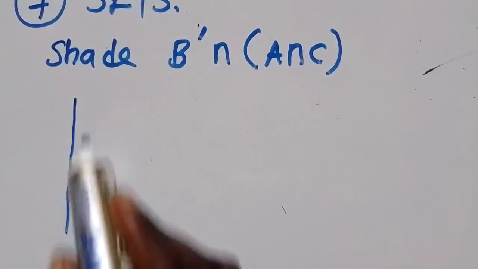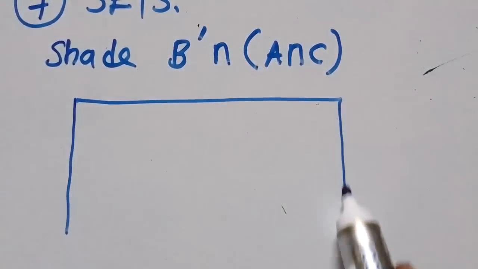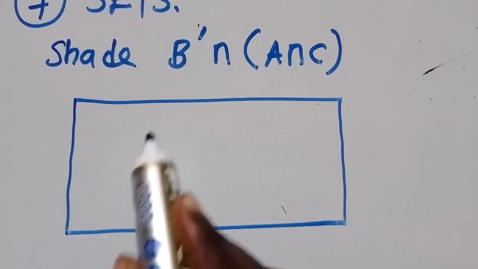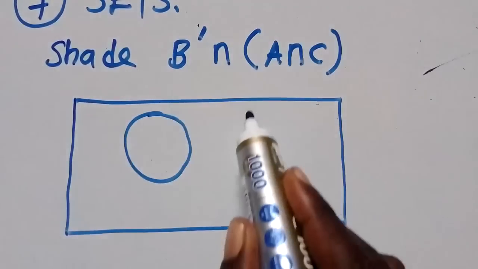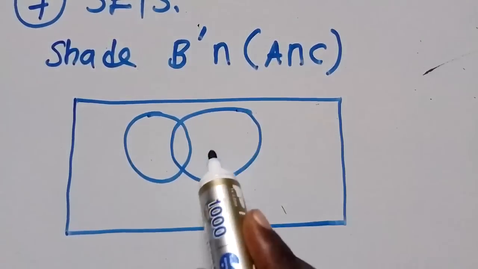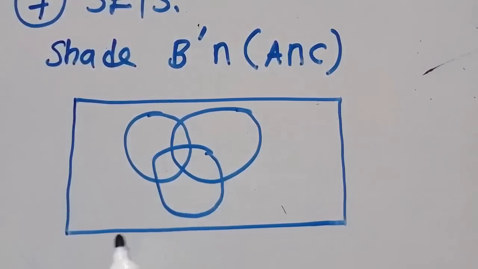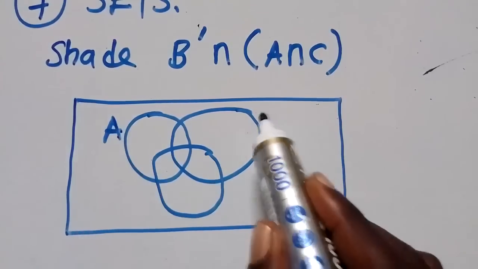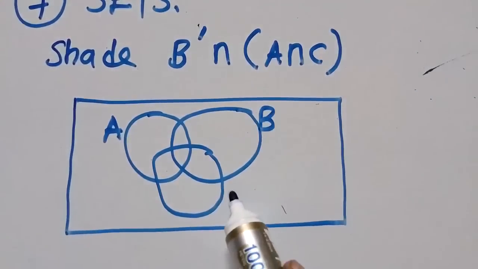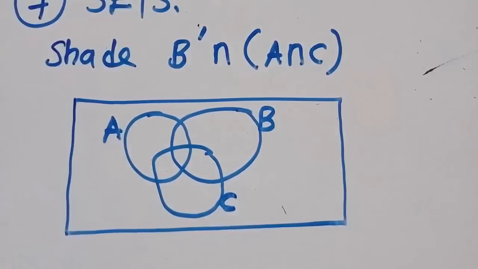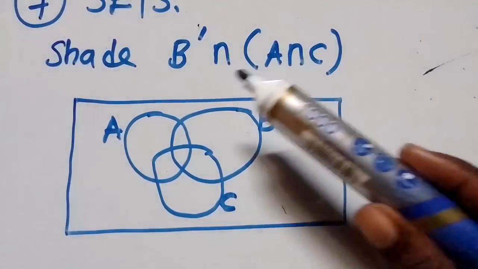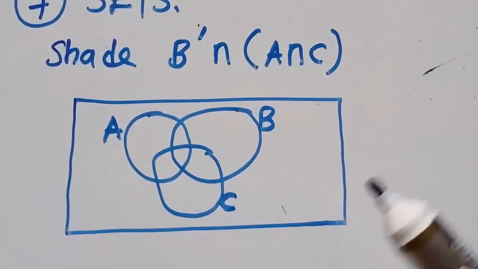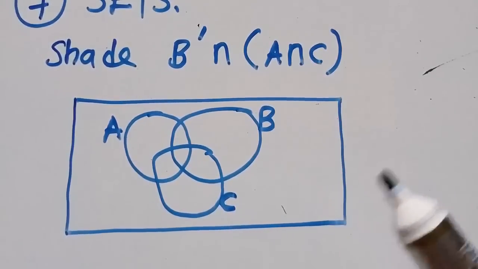So I'm given something like this. You are going to see this question in your exams. It is a must. So here there is A, here there is B, here there is C. This is what you are given. So how can you shade that one? What are they telling you?